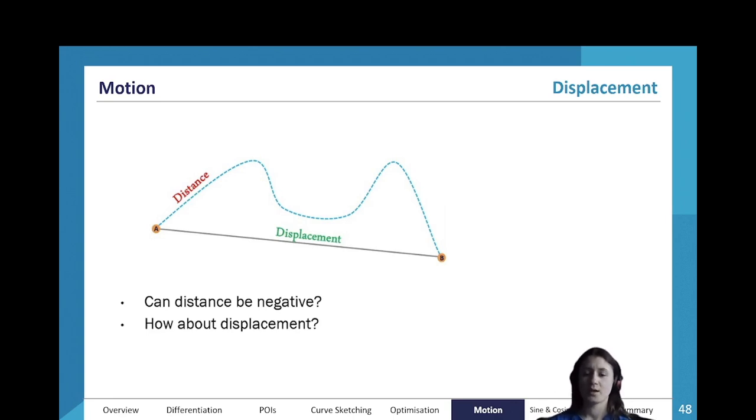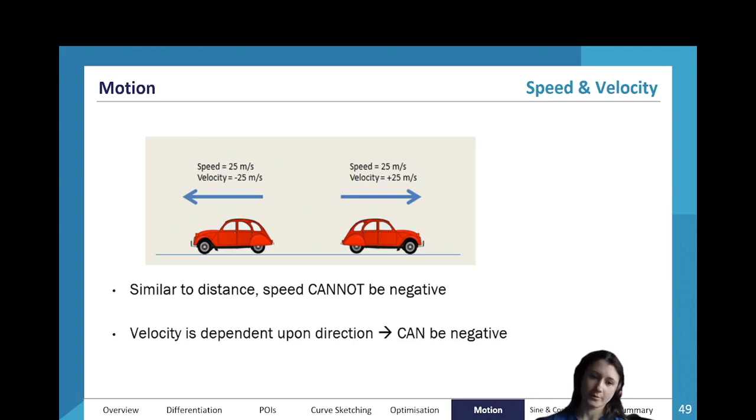All right. A few questions. Can distance be negative? No, because you cannot ever travel a negative amount, right? But displacement can be negative, because displacement includes the direction that you've traveled. All right. So let's have a look at the next diagram to explain.